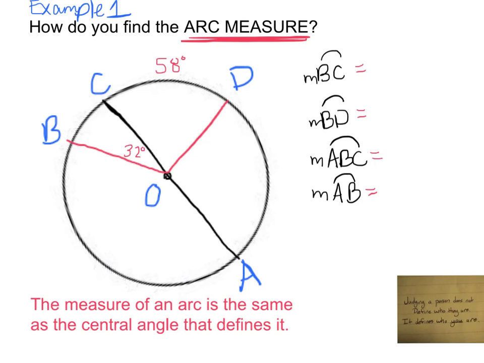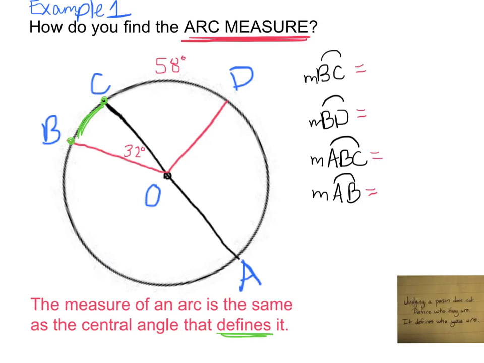So it says, the sentence that you wrote is: the measure of an arc is the same as the central angle that defines it. I'm going to change my marker to a lighter color. Here we go. So let's start with BC. First I'm going to find it. Now BC is this arc right here. Now this arc is defined by the central angle whose endpoints are right here.